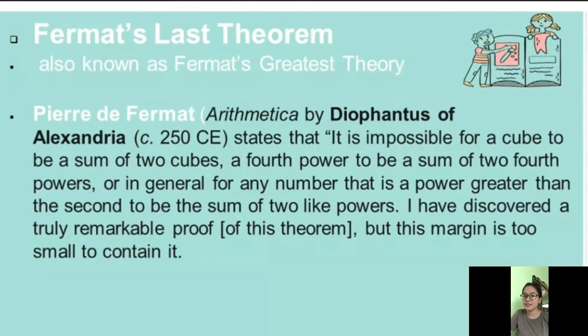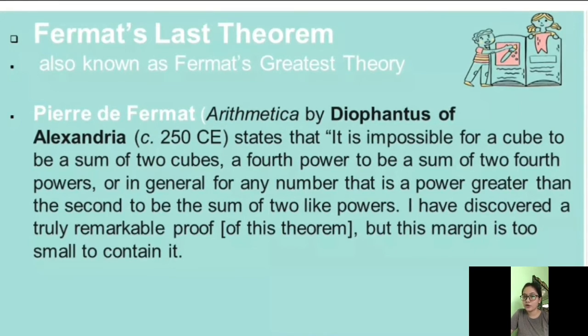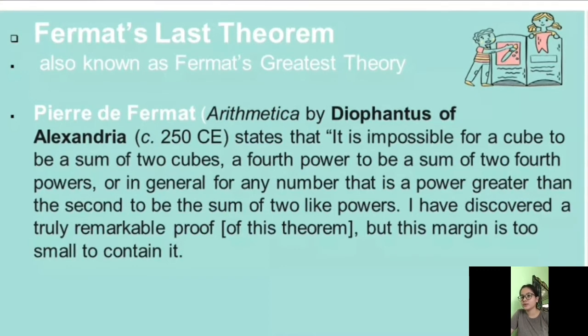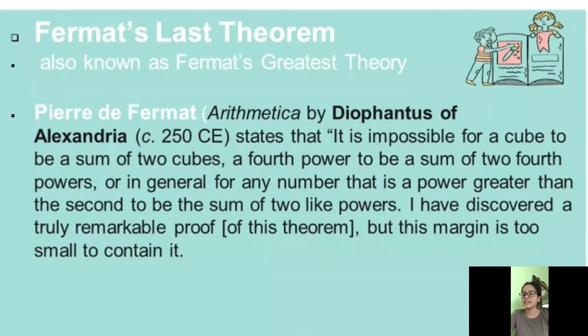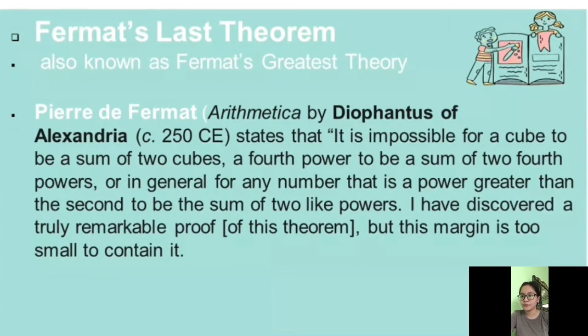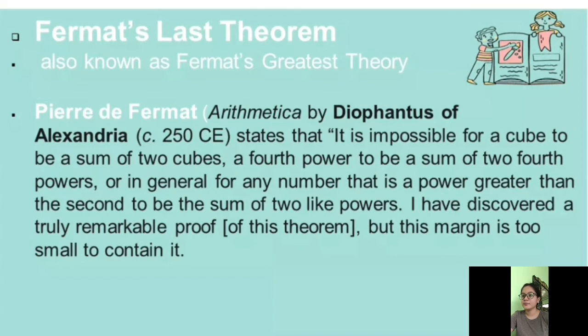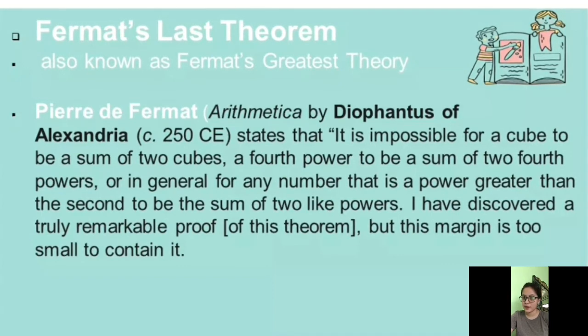So, this is the last that Fermat developed, which we call Fermat's last theorem, or also known as Fermat's greatest theory. So, according to him, in Arithmetica by Diophantus of Alexandria. By the way, Diophantus is Fermat's friend, and he states that it is impossible for a cube to be a sum of two cubes, a fourth power to be a sum of two fourth powers, or in general, for any number that is a power greater than the second to be the sum of two like powers.